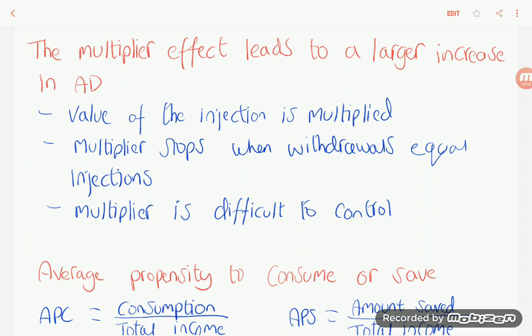The overall size of the multiplier will depend upon the size of the leakages from the circular flow of income, but it's very difficult to measure in practice. This is partly because there are many time lags, and the multiplier effect of government spending can take years to fully show up in the economy.